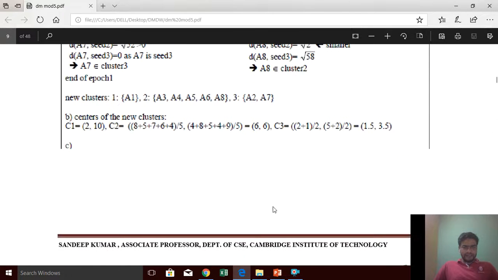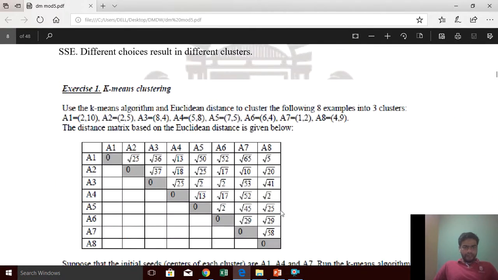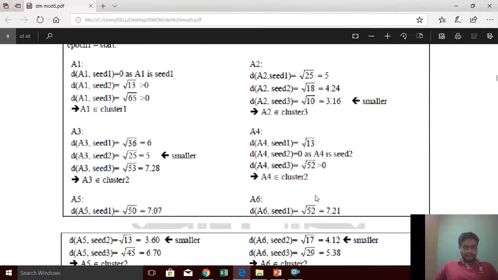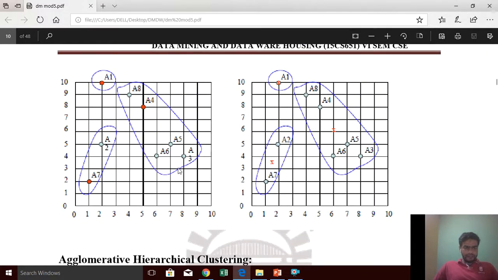Then what is next? A4. Value for A4 is 5, 8. A4 is 5 and this is 8. So A3, A5, A6, A4, A8 belong to one cluster. A2 and A7 belong to the third cluster. So this is first cluster, this is second cluster and this is third cluster.